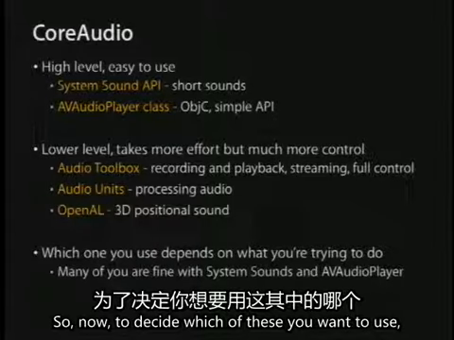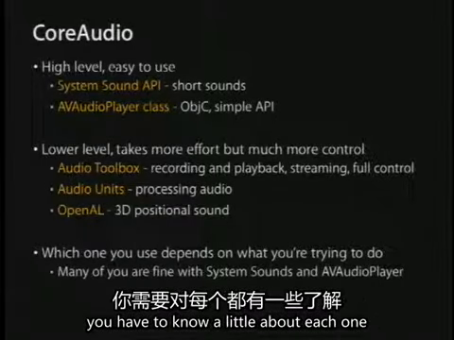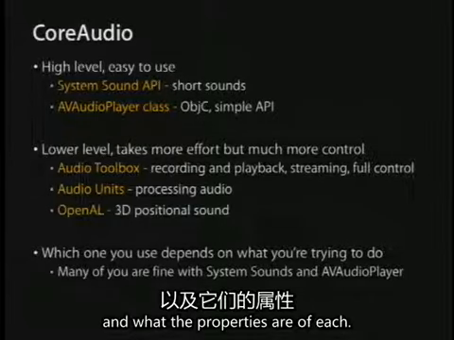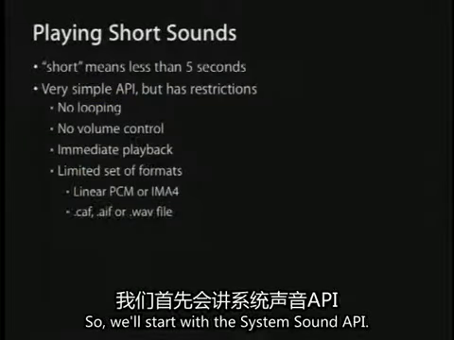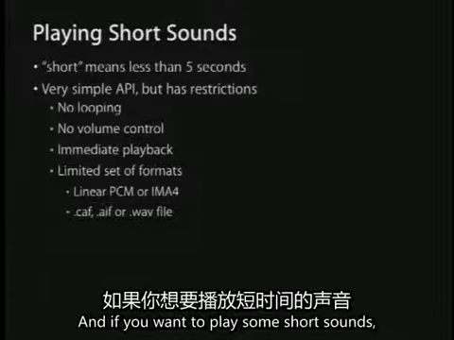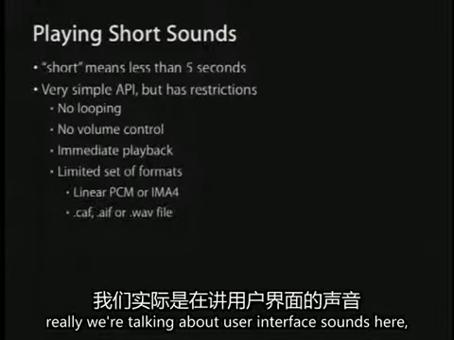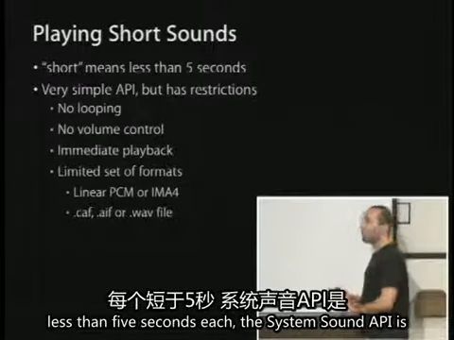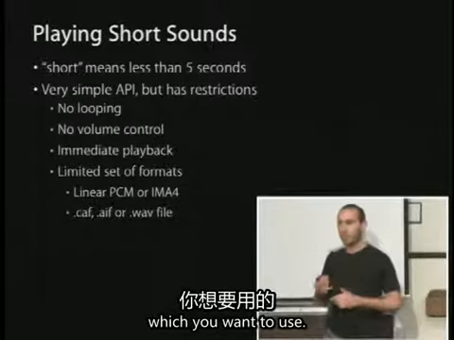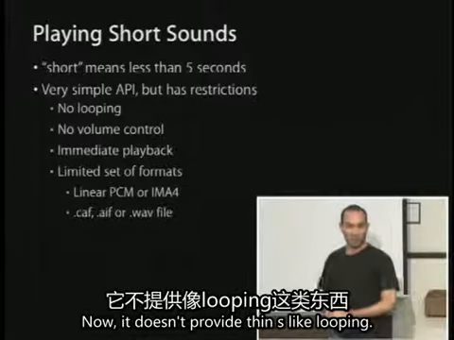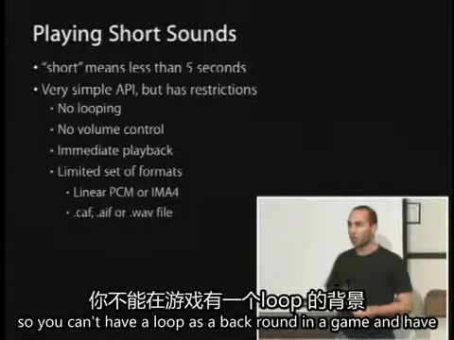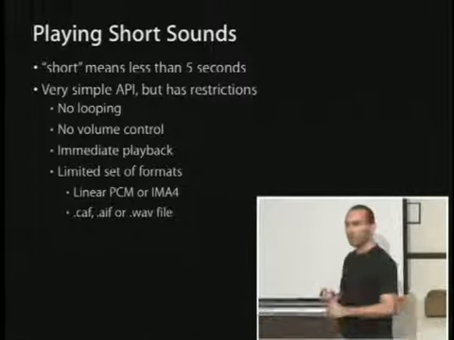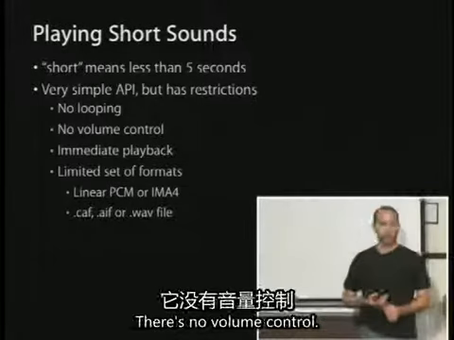So now, to decide which of these you want to use, you have to know a little bit about each one and what the properties are of each. So we'll start with the System Sound API. If you want to play some short sounds, we're talking about user interface sounds here, less than 5 seconds each, the System Sound API is what you want to use. Now, it doesn't provide things like looping. So you can't have a loop as a background in a game with the System Sound API. There's no volume control.